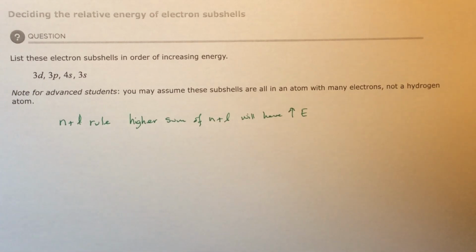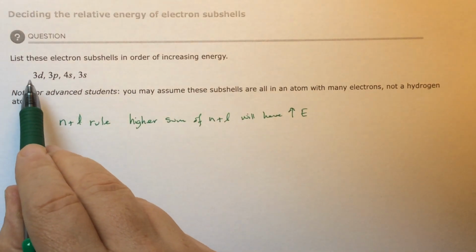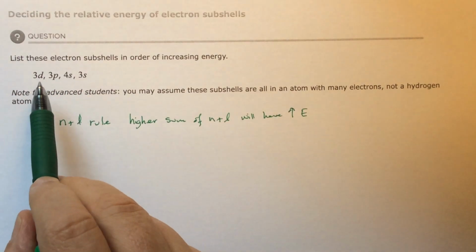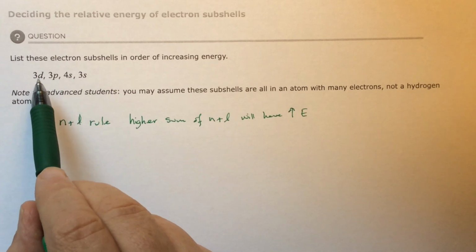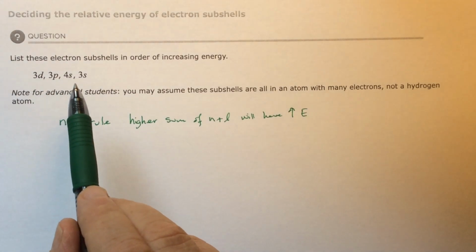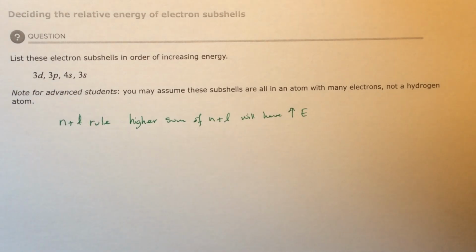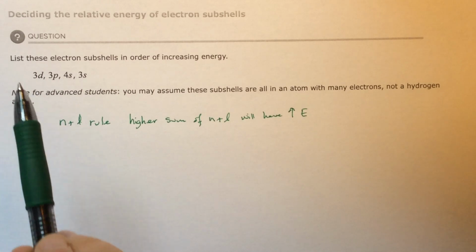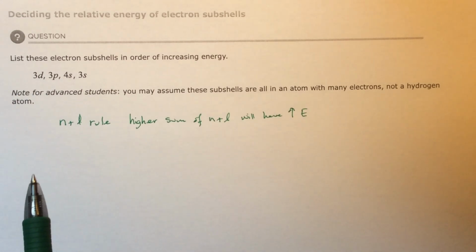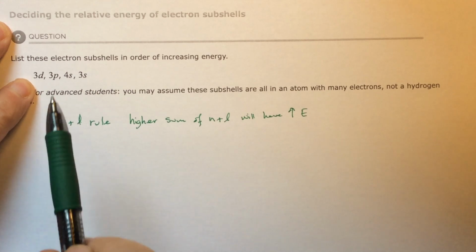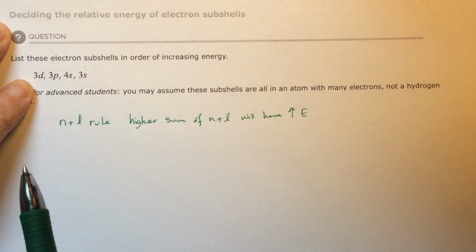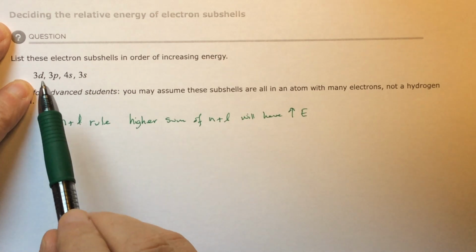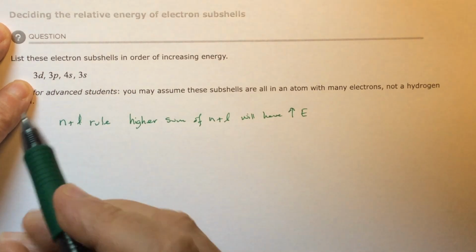The N, remember, is your period, 3's here, 4's here. Your L, remember, is your subshell, so S is 0, P is 1, D is 2, F is 3. So if you're given, say, a 3D, what would be its N plus L? 3D is going to be 3 plus, and now D is what? S is 0, P is 1, D is 2, so this is 2 plus 3, that's a 5.